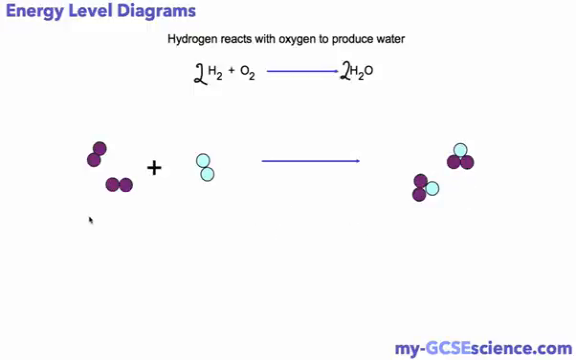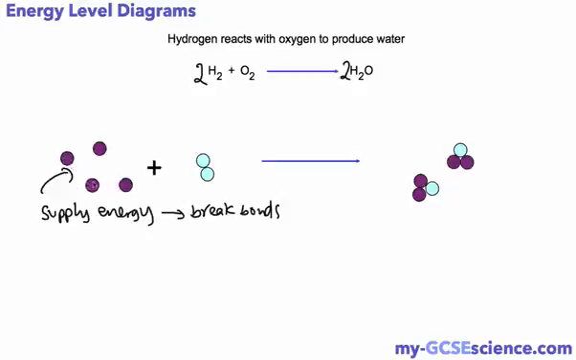Now, for this reaction to happen, we actually have to supply some energy. And we supply that energy in order to break the existing bonds. So we supply some energy to break those bonds, and once the energy is supplied, those bonds are now broken and they are ready to recombine to make our water molecules.